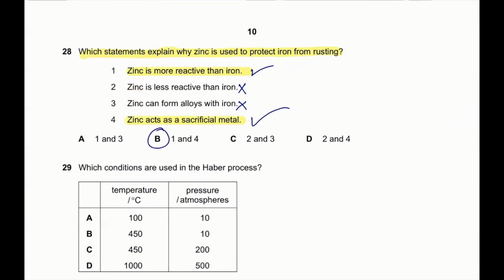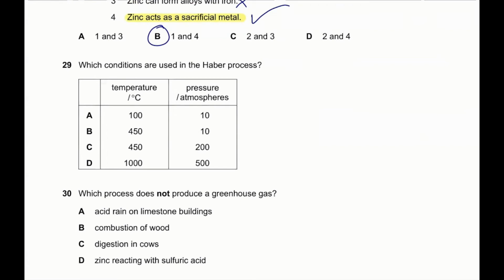Question number 29. Which conditions are used in the Haber process? Guys, this is a memorized thing. However, the process uses 450 degrees Celsius, which is a compromise because the forward reaction is exothermic. The Haber process uses 200 atm. That's because the product has a smaller volume.